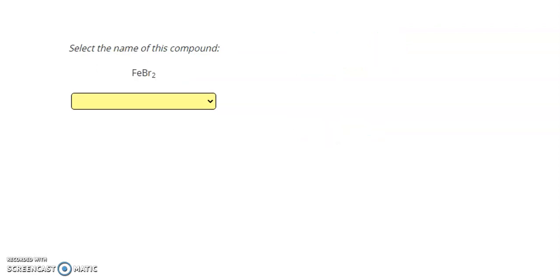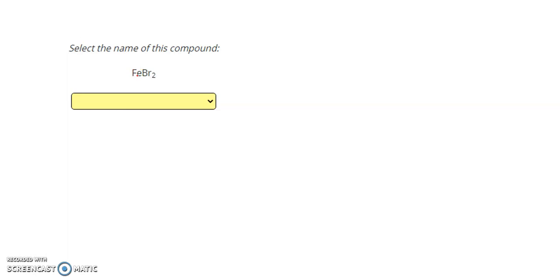Well, let's look at this one. Now we have FeBr2, and we want to find the name. You might think, oh, well, that's just iron bromide. But it's a little more complicated. We want to make sure we use the correct naming system. So we have to look at these elements.